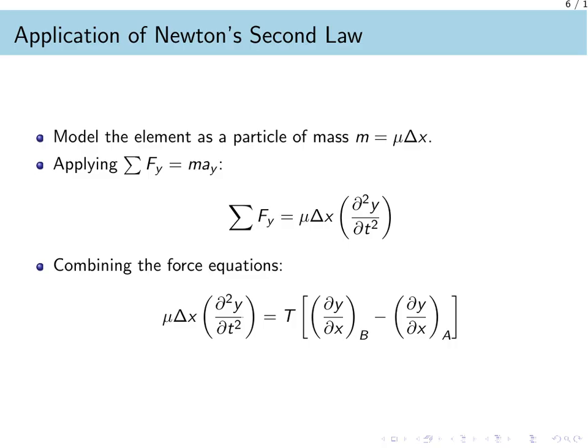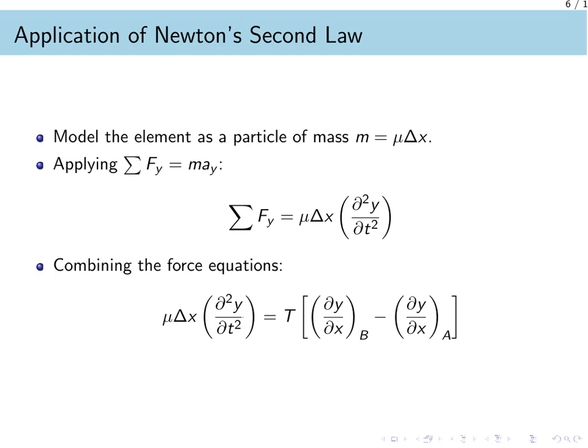Now we apply Newton's second law, which states that the net force equals mass times acceleration. We model our small string element as a particle with a mass equal to the linear mass density, mu, multiplied by the length of the element, delta x. The vertical acceleration is the second partial derivative of the vertical position y with respect to time.